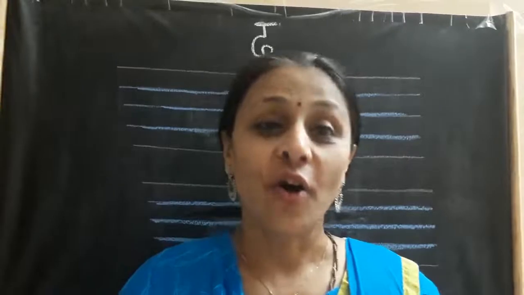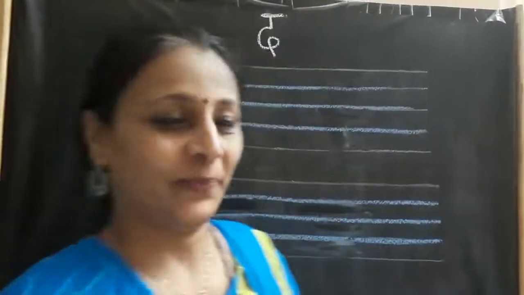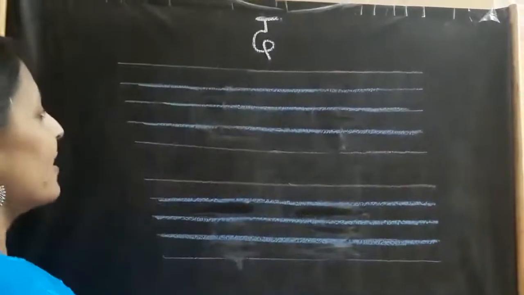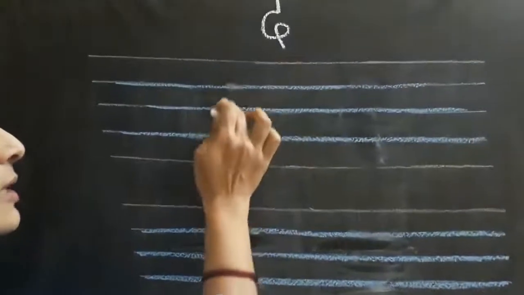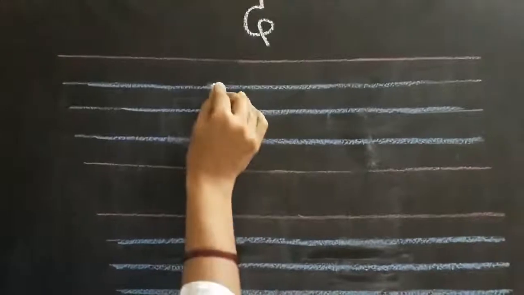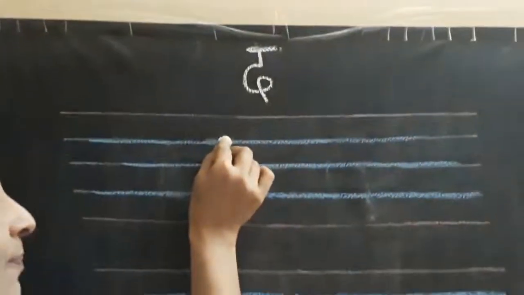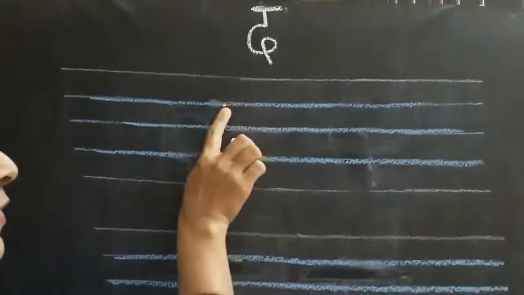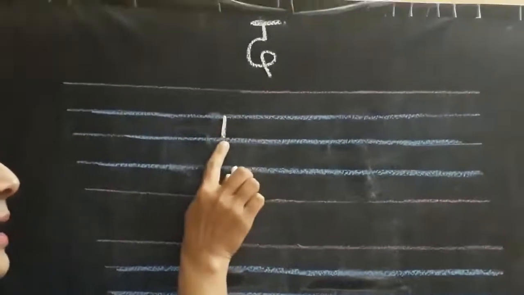Children, we already know words starting with letter the. Now, let's see how to write letter the on the board. Now, you all know we write Hindi Vyanjans in three blue lines. So, I will show you how to write. Please pay attention on board. Here, from first blue line, I am going to draw one standing line. Touch the second blue line.